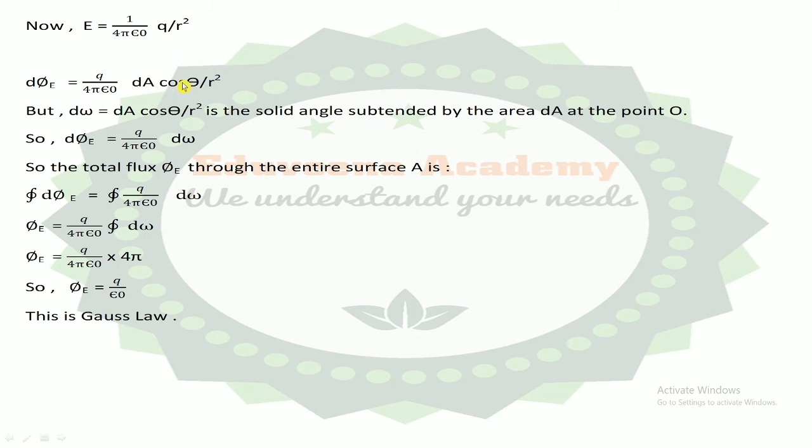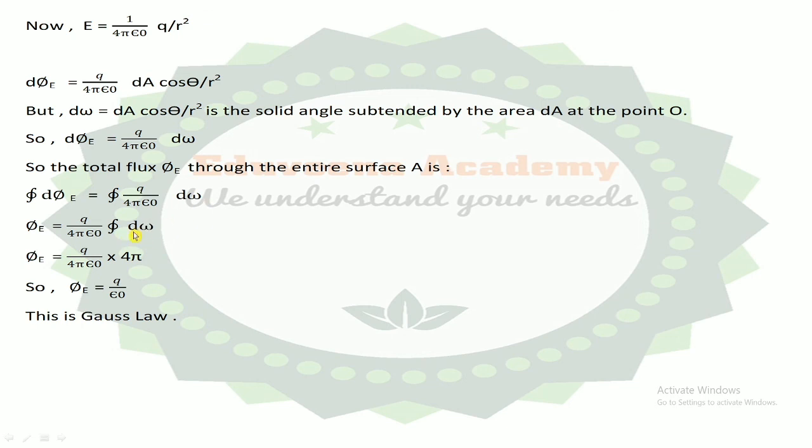So we just replace this by d omega, where d omega is the solid angle subtended by the area element dA at the point O. The small area element dA subtends a small solid angle d omega at the point O, which is dA cos theta by R square. So we substitute this, and d phi is Q by 4 pi epsilon naught d omega. Now to find the total flux, we have to integrate over the whole surface. So the total flux phi through the entire surface is the integration of d phi, equal to the integration of Q by 4 pi epsilon naught d omega.